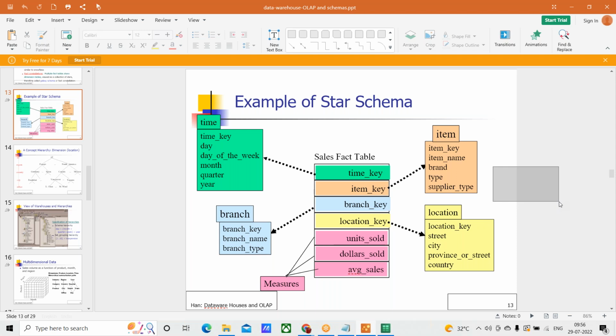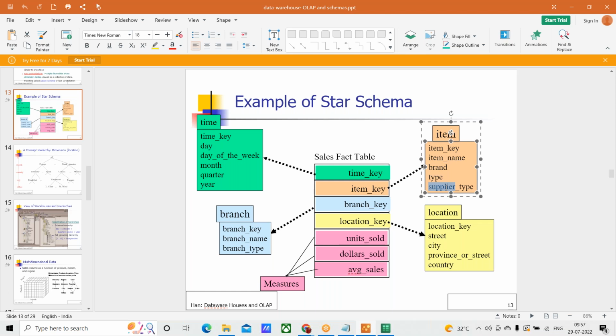So my point here is to avoid the redundancy. Why do we normalize, or why do we split? Number one is to avoid the redundancy. Otherwise, the same 100 suppliers will be repeated throughout the 10 lakh records of this item table. Suppliers are only 100, but they will be repeated throughout this table. So we will split it. Number one is to avoid the redundancy.